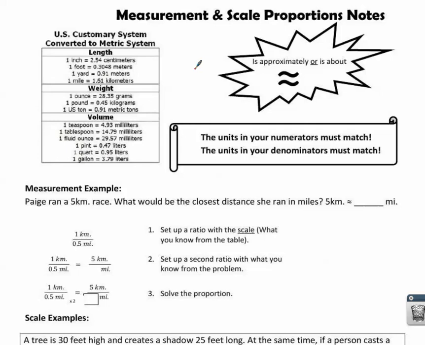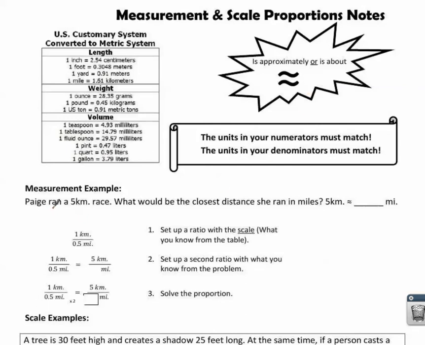Let's talk about measurement and scale proportions. Given right here at the top left is your US customary system converted to your metric system. Remember, your numerators must match and so must your denominators. And if you ever see this symbol here, it almost looks like an equal sign, but it's wavy. That means it's approximately or about.